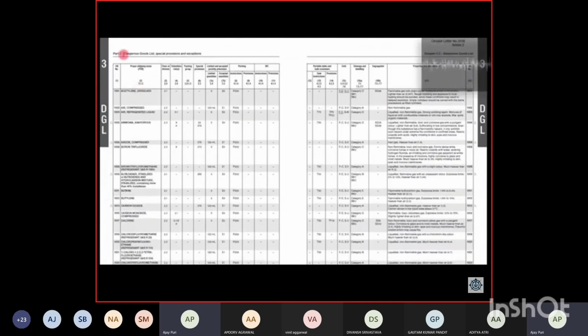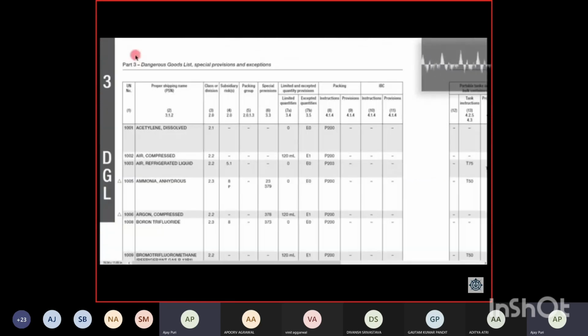Let's take an example to make you understand even better. As you can see, in this column, wherever P is given, that is a marine pollutant. So have a look at this substance. This substance is acetylene. There is a dash against this substance. This means that this substance is not a marine pollutant. Now, P is given against this substance, which means that ammonia is a marine pollutant.